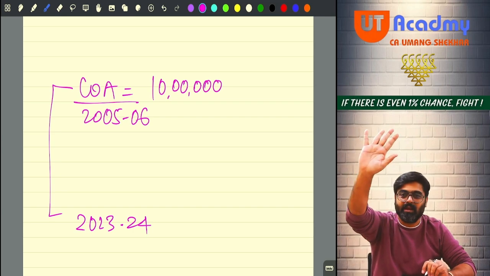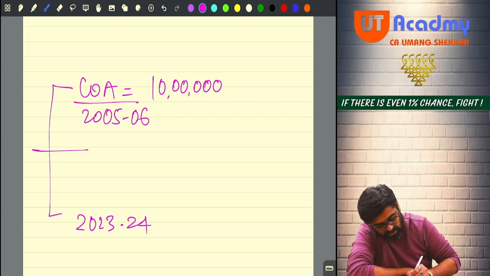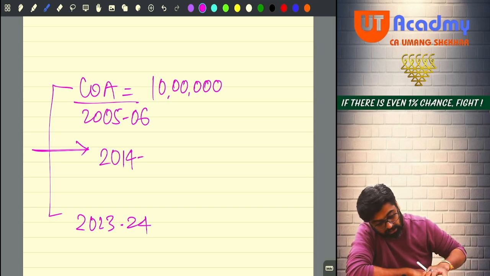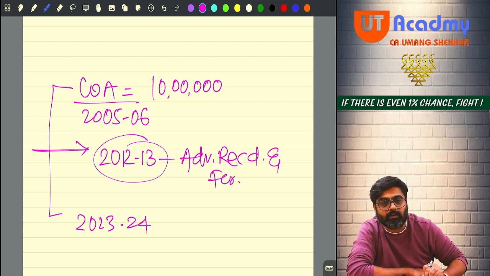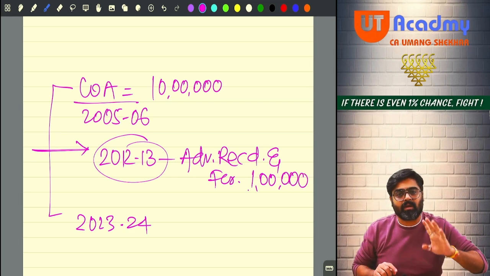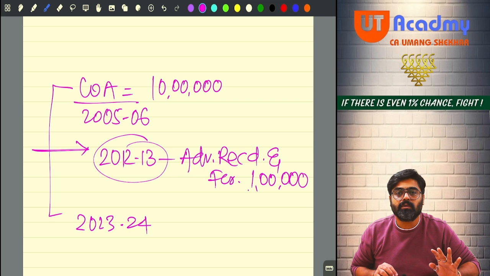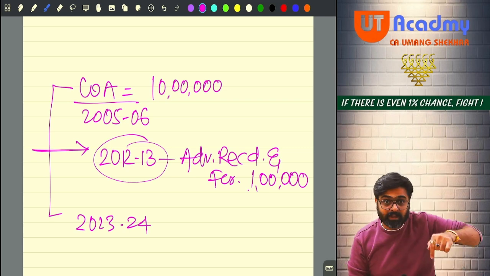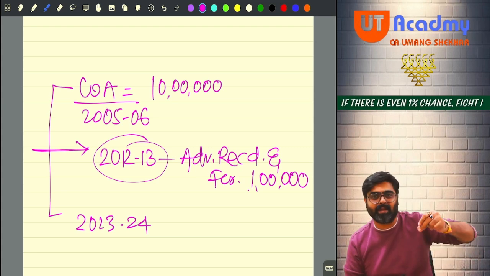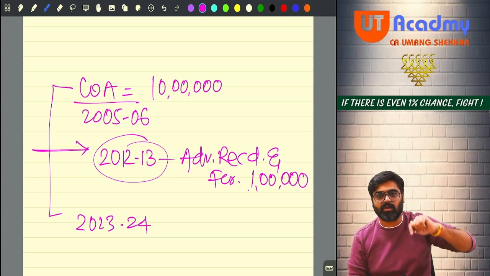Hello sir. But what happened? Here in between, in 2014-15, 2012-13, in this year, advance was received and forfeited. Advance received and forfeited amounting to rupees 1 lakh. Now tell me, was this 1 lakh my cost, which I recovered now in the form of advance and forfeited? So on this 1 lakh of cost, I should get the indexation from 2005-6 to 12-13, no?